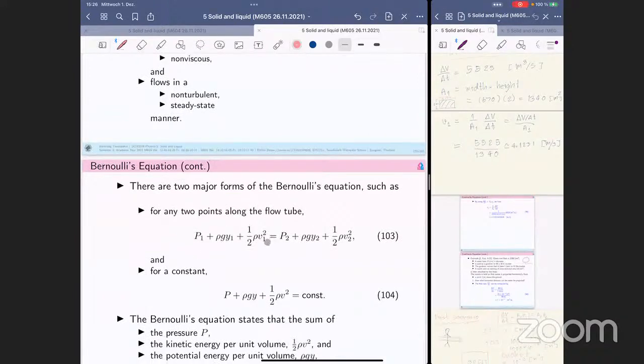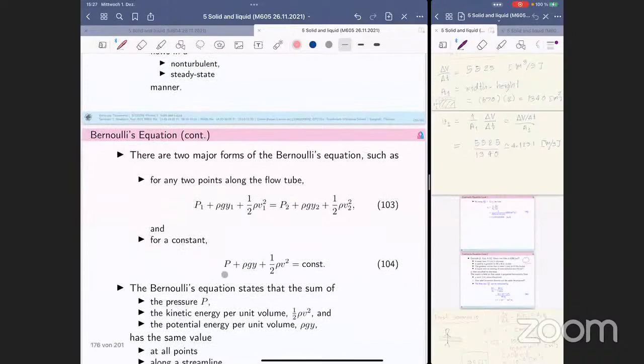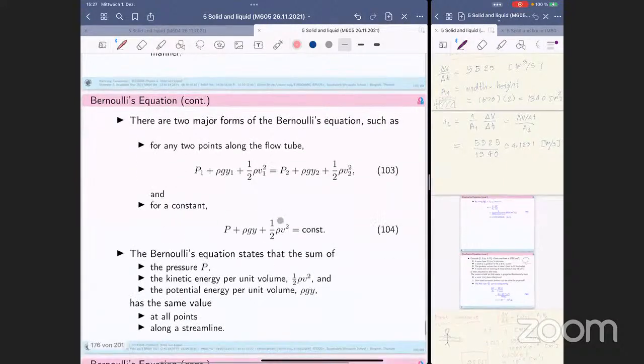The summation at the first location is equal to the summation at the second location. And Bernoulli's equation has another form. It means the summation of all these three terms remains constant. Okay, remains as a single value, which is a constant. And that's the second form.